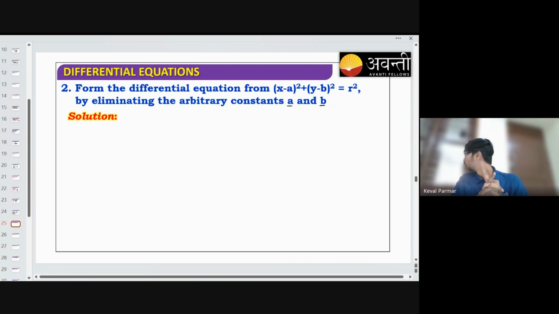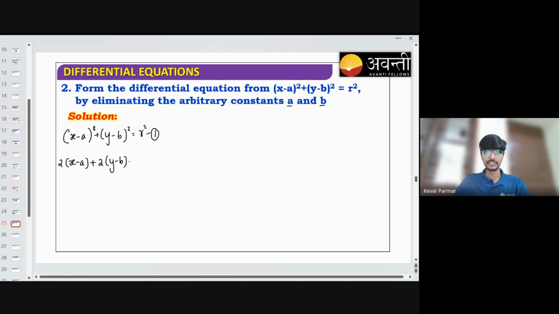So again we have two arbitrary constants, so we have to differentiate two times. Let's first write the given equation: x minus a the whole square plus y minus b the whole square is equals to r square. We'll mark it as 1. Differentiating one time, I'll get 2 into x minus a plus 2 into y minus b, and by chain rule y dash, is equals to 0. R square is a constant. Now I can cancel out 2, dividing throughout by 2.